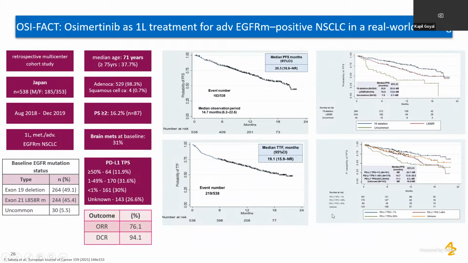Similarly, if we see according to the PD-L1 status, here the data becomes very interesting. We see that the patient in which the PD-L1 expression was more than 50%, they were doing worse compared to the patient who had PD-L1 TPS less than 1%, they were doing better. So in short, the patient who have less PD-L1 expression, they are doing better on the osimertinib, and for patient who have PD-L1 expression more than 50%, they were doing worse.